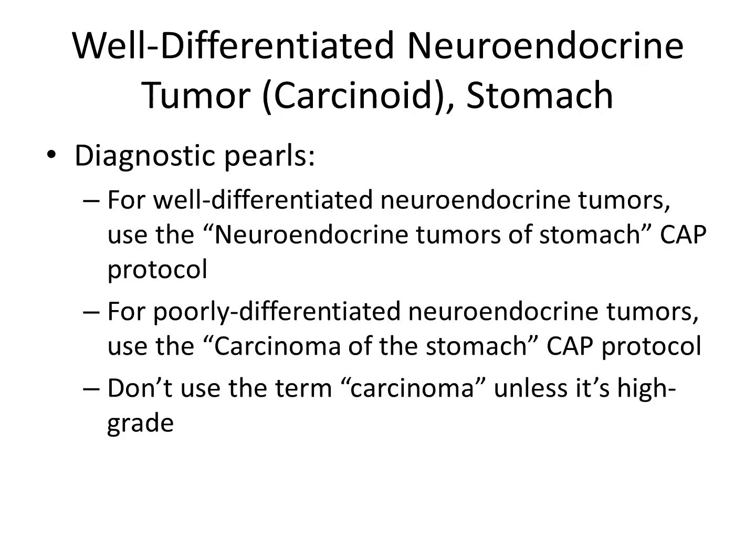Here is a practical point in the reporting of gastric neuroendocrine tumors. If the lesion is well differentiated, then use the CAP protocol for neuroendocrine tumors of stomach. However, if the lesion is poorly differentiated, or in other words, high grade, then use the CAP protocol for carcinomas of the stomach. Also, do not use the term carcinoma unless the tumor is high grade.